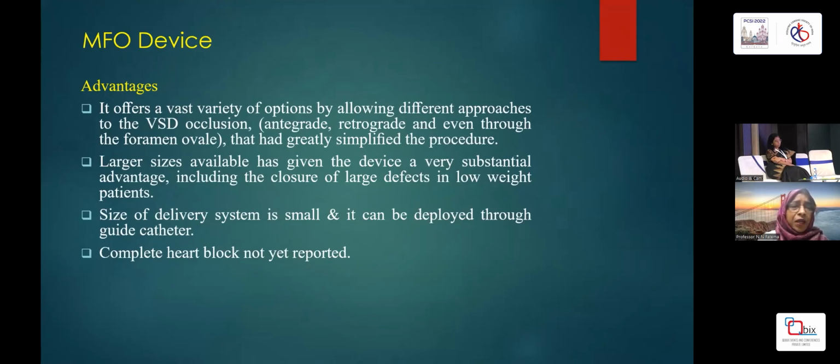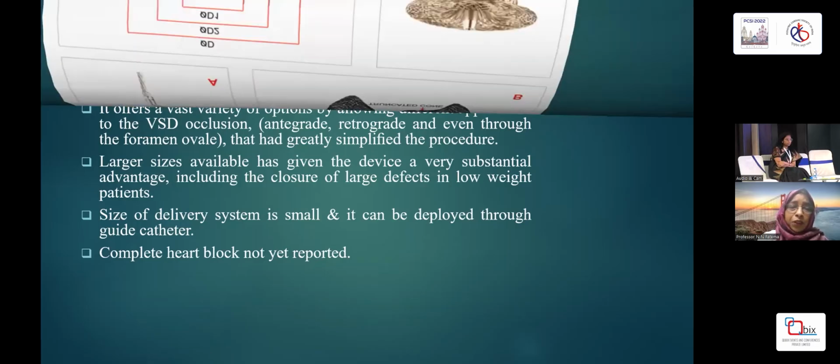And then the Konar MA4 device, it is the most useful one for doing these kinds of cases. It offers a vast variety of options by allowing different approaches like antegrade, retrograde, even through the foramen ovale you can do it. And larger sizes are available. I must say that this is the most important advantage of this device. And as for the size of the delivery system, we can even deliver it through the coronary guide catheter. And complete heart block is not yet reported.